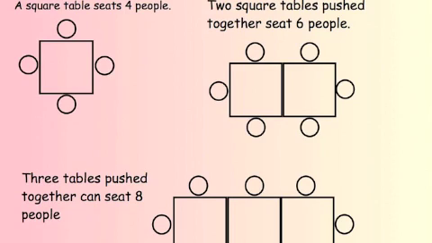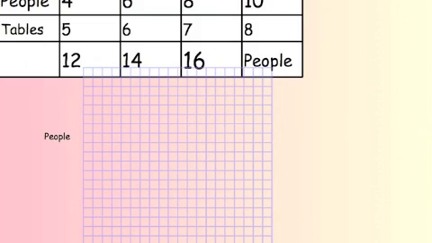Here's the first example. Suppose you have a square table that can seat 4 people. If you have 2 square tables pushed together, you can sit 6 people. And if you have 3 tables pushed together, you can seat 8 people. So if I was to organize this information into a table, this is what the table will look like.